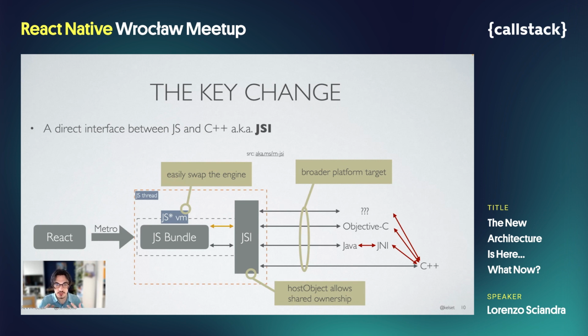And because this JSC layer is done in C++, this means that we're not really limited to, let's say, Android and iOS, but literally anything that uses in some form C++, which means basically everything. And this really, as you'll see shortly, revolutionizes the way we can interact with the native side.